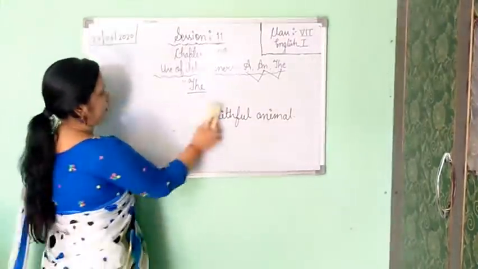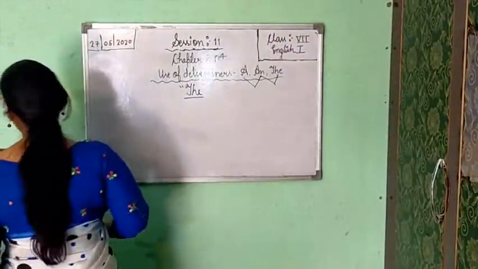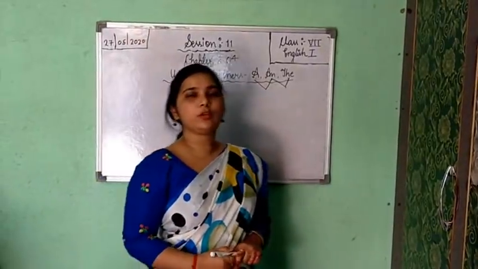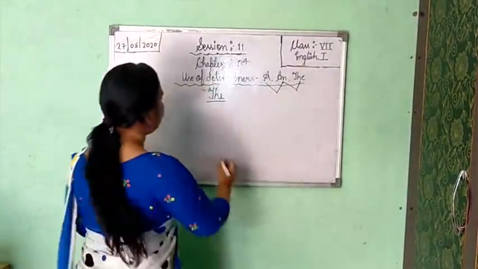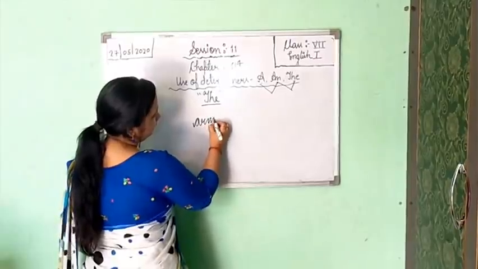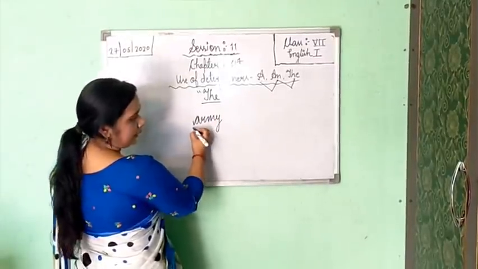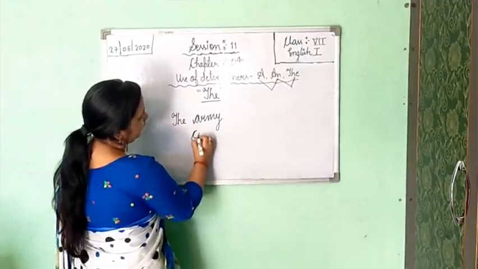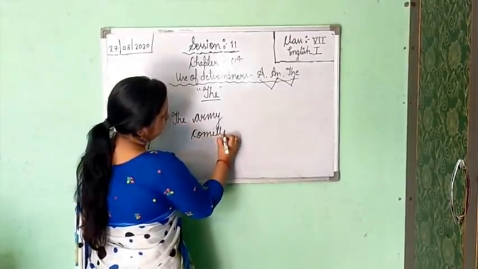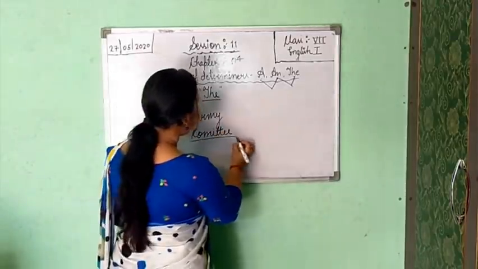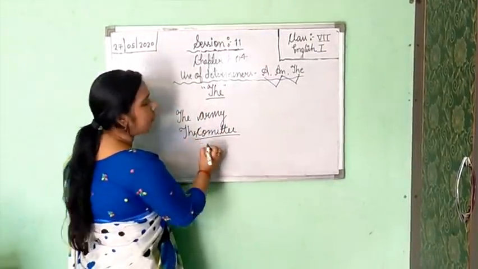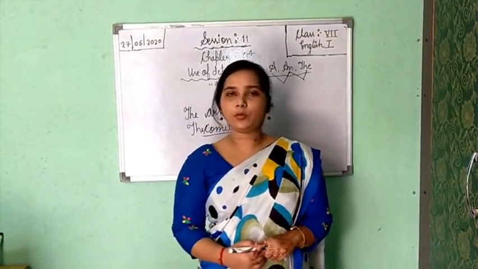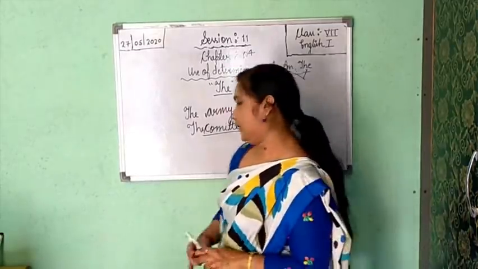Now before a collective noun, if you are getting a collective noun, there you will also use the determiner "the". For example, army. Army is showing collection, so here we will use "the". Okay, committee. Again it is showing collection, so here we will use "the". So if we are getting any collection or any collective noun, before that also we will use "the".